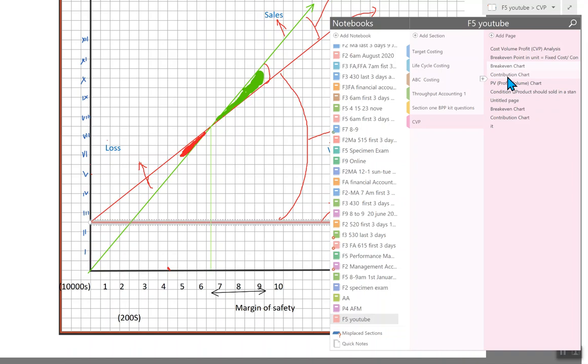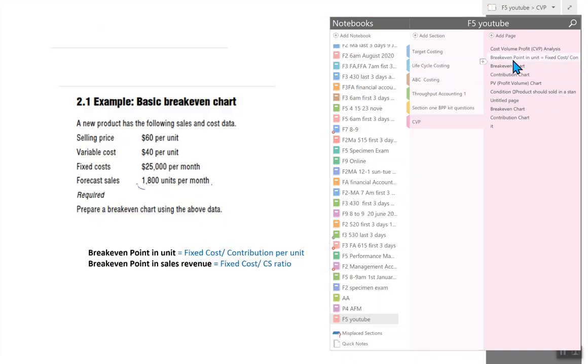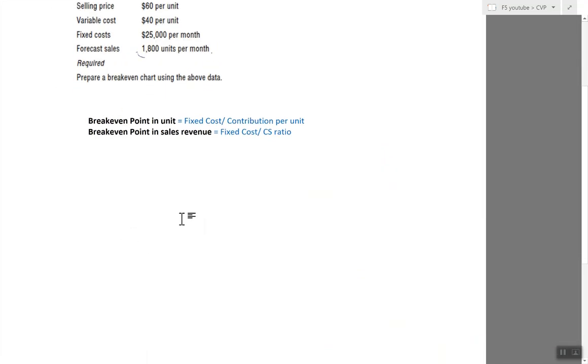Next, we look at the total cost line. Think of any units. Let's look at 1800 units, the cost of sales that we have here. For 1800 units, the variable cost at 40 per unit would be 72,000, plus the fixed cost, which is 25,000. So at 1800 units, the total cost is going to be 97,000.